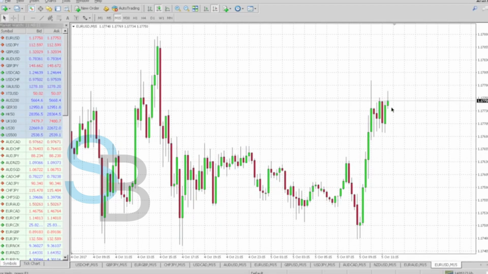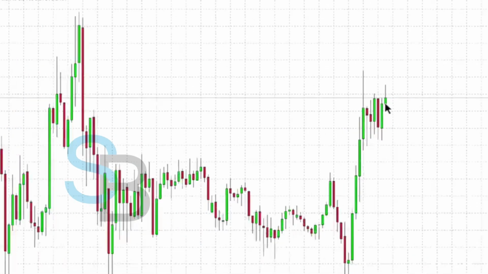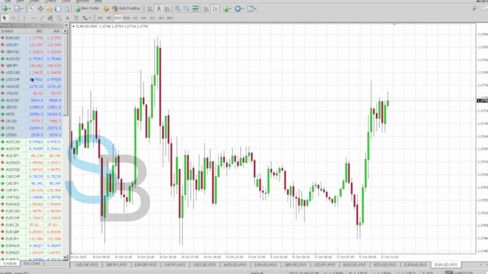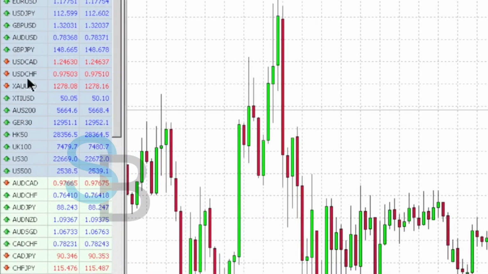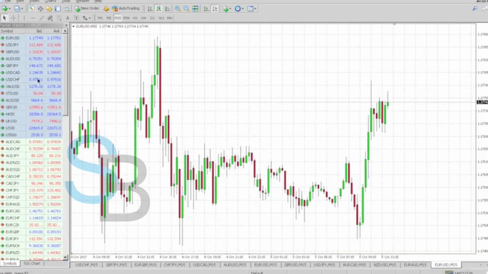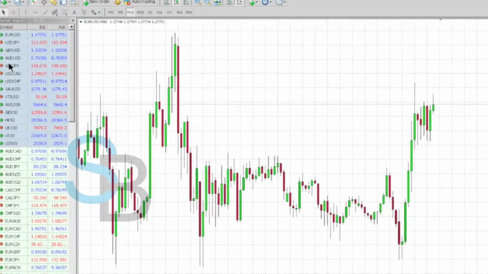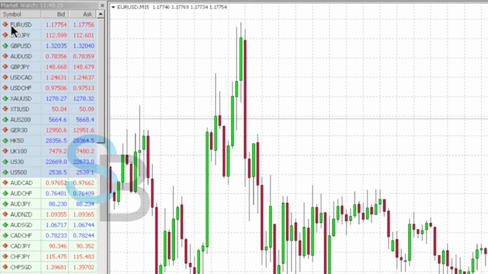So this is the current candle. You can see the market's open now, and you can see the prices are moving, right? They're changing. And as the prices are moving among all the different pairs, Euro USD, dollar yen, pound dollar, Aussie dollar, pound yen, these are all the pairs. You can see the bid and ask. The ask is always higher than the bid.